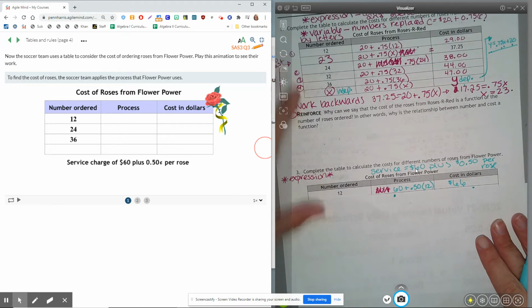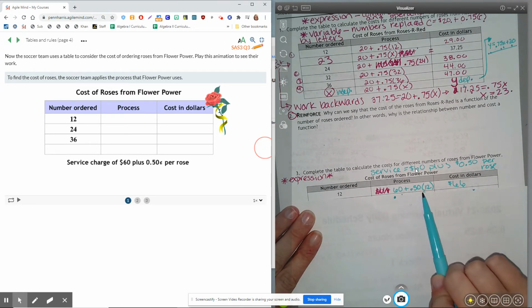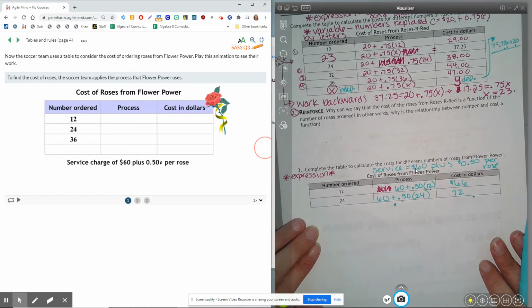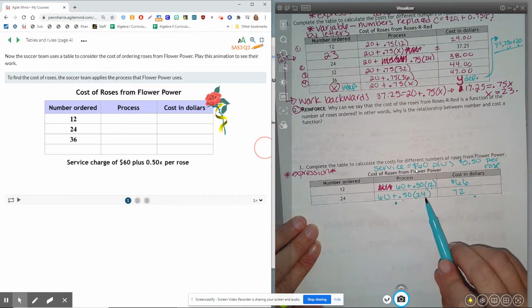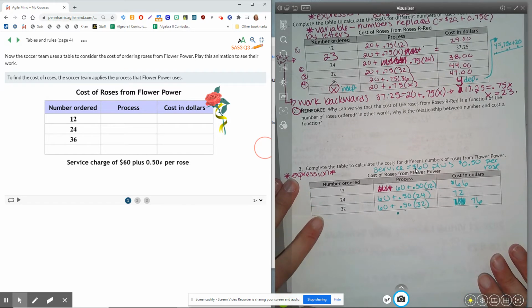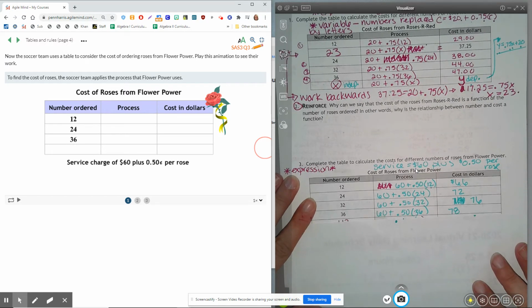I had 12 roses ordered. I said 60 plus my 50 cents per 12 roses gave me $66. When I ordered 24 roses, I could plug that in and get $72. If I order 32 roses, I get $76. And if I order 36 roses, I get $78.